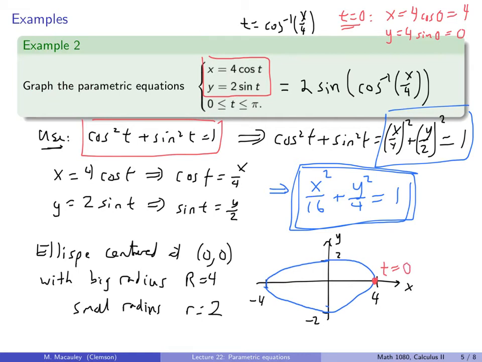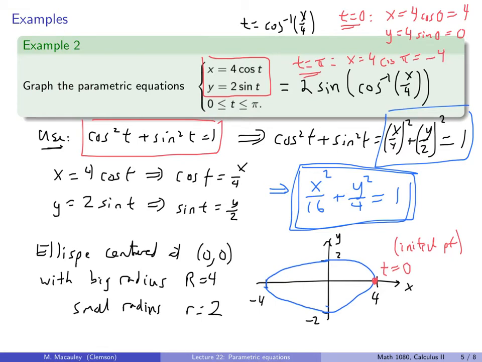Okay, so this is the initial. Let me just call it that because that's what I called it in the previous slide. Okay, so what about the terminal point? Where's the ant at time t equals pi? So at t equals pi, do the same thing again. X equals 4 cosine of pi, which is 4 times -1, which is -4.